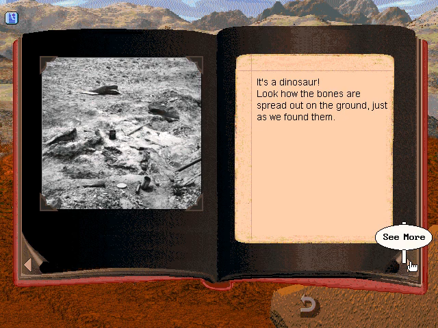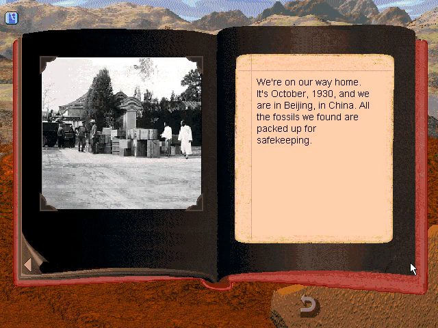Look how the bones are spread out on the ground, just as we found them. We're on our way home. It's October 1930, and we are in Beijing, in China. All the fossils we found are packed up for safekeeping.